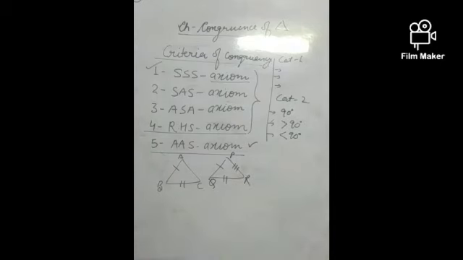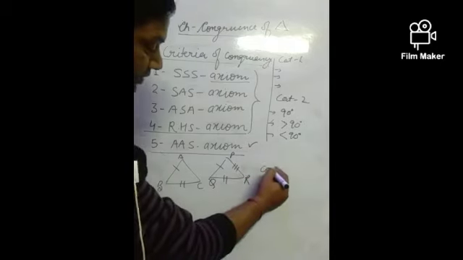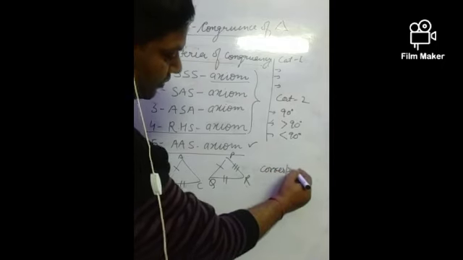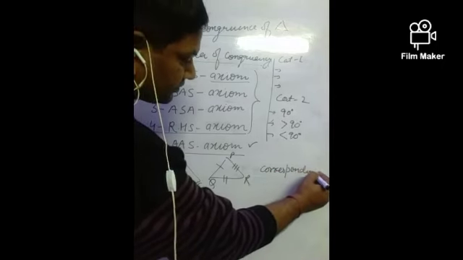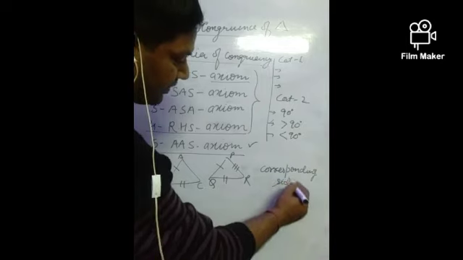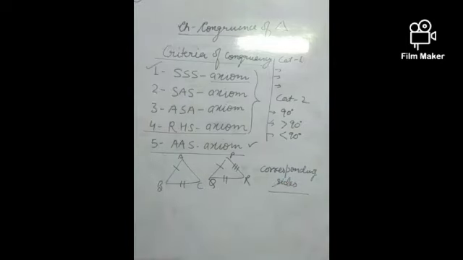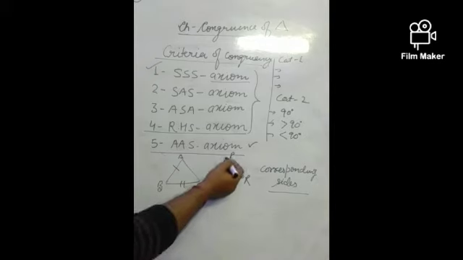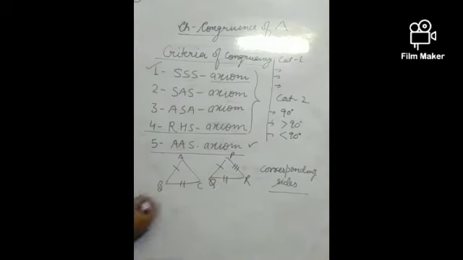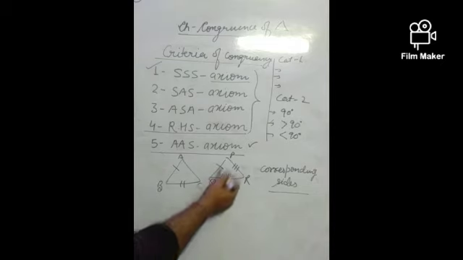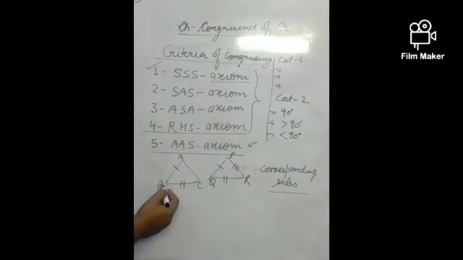Children, there is a specific term that is known as corresponding sides. Corresponding sides is the very important part of this chapter. Corresponding means this AB is corresponding to PQ, and PQ is corresponding to AB. Similarly, BC corresponding to QR. This CA is corresponding to RP, right? So this is the corresponding.